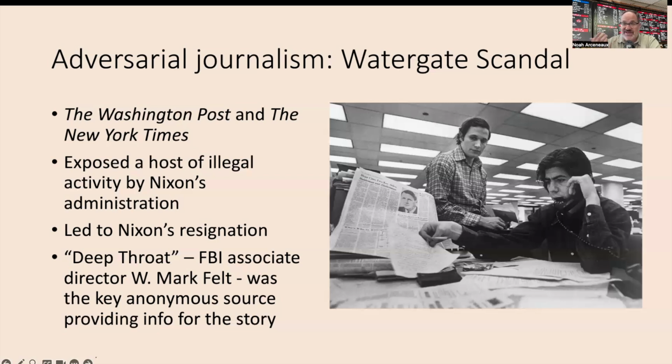The term deep throat has now become kind of a slang term for an undercover informant. A reporter might say, "Who was your deep throat?" or something like that. This is what they're talking about. The original Watergate scandal, someone feeding information. And then many years later, we discovered the identity, that it was an FBI associate, Mark Felt.